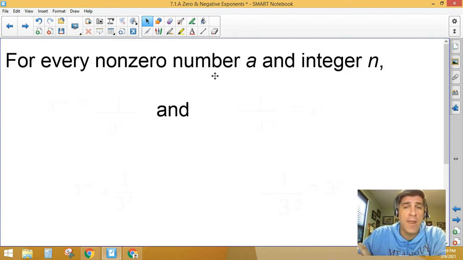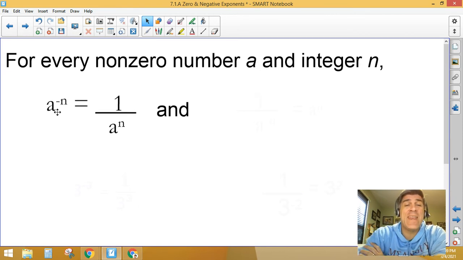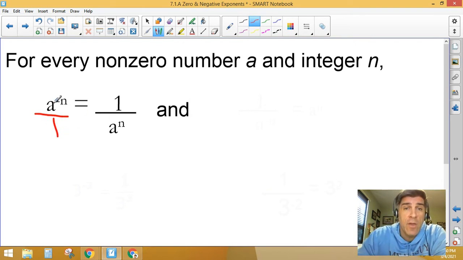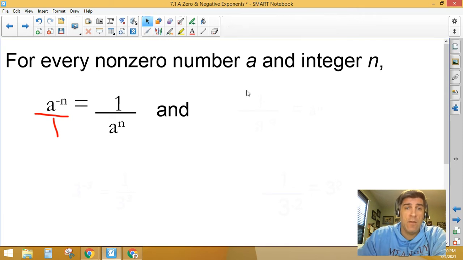I'm going to call the number a, and the exponent will be n. So if I have a to the negative n power, what that means is I'm going to do the reciprocal. I'm going to take the base of a, and since it is technically in the numerator here, since it's over 1, I need to then put it in the denominator. Anytime a negative exponent is attached to a base, it makes it the reciprocal, and the exponent now becomes positive.